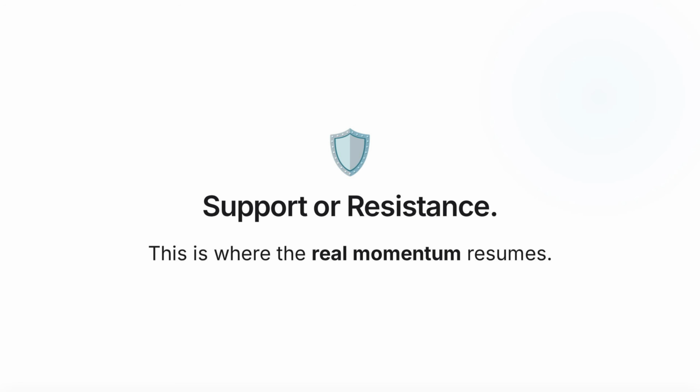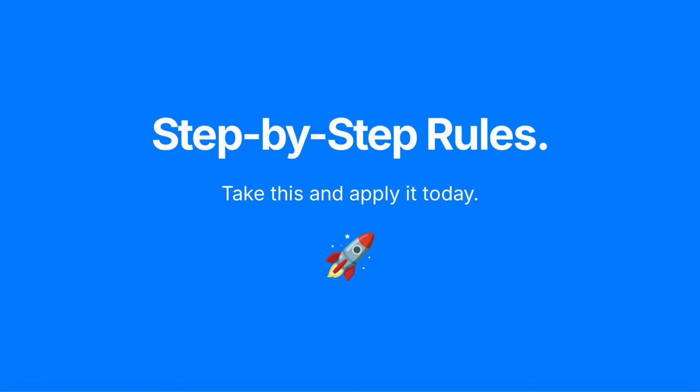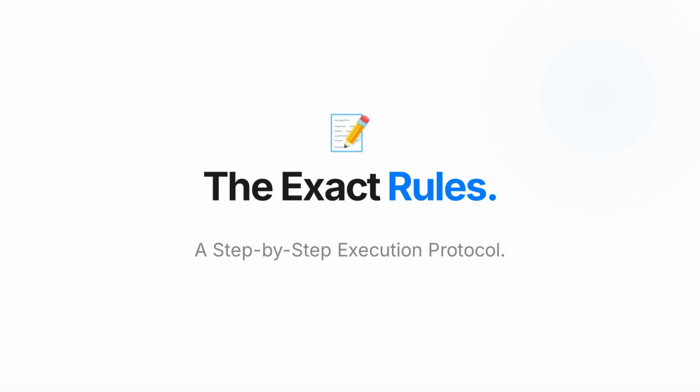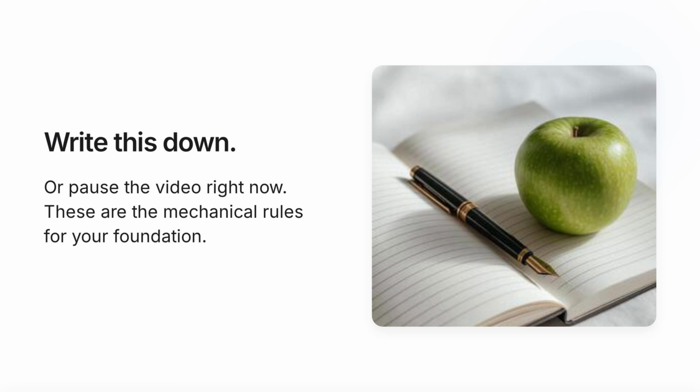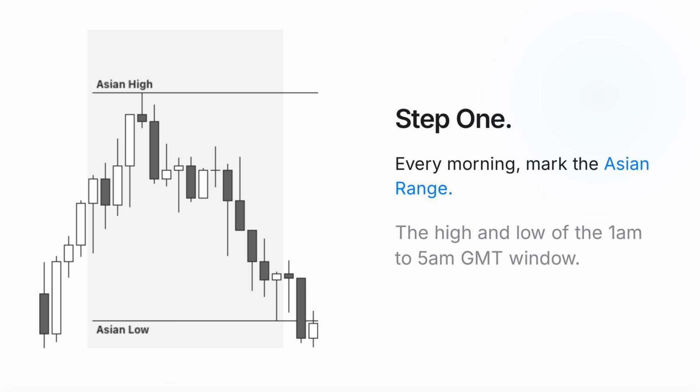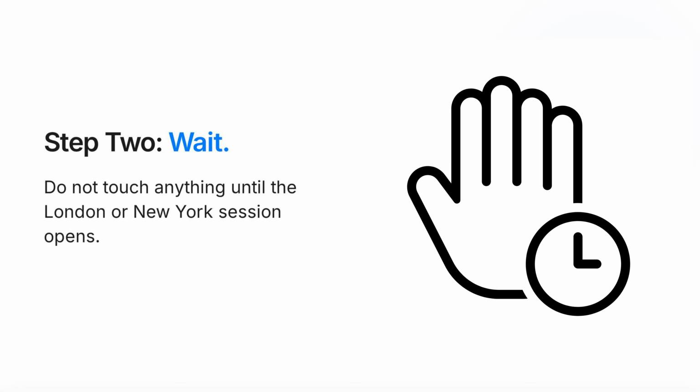Does it make sense so far? Now let me give you the exact step-by-step rules so you can take this and apply it today on your charts. Okay guys, this part I want you to write down, or pause the video and take a screenshot, because these are the exact rules. Step number 1: every morning mark the Asian range, the high and the low, from the 1 a.m. to 5 a.m. GMT window. That is your box. Step number 2: wait. Do not touch anything until London or New York opens.